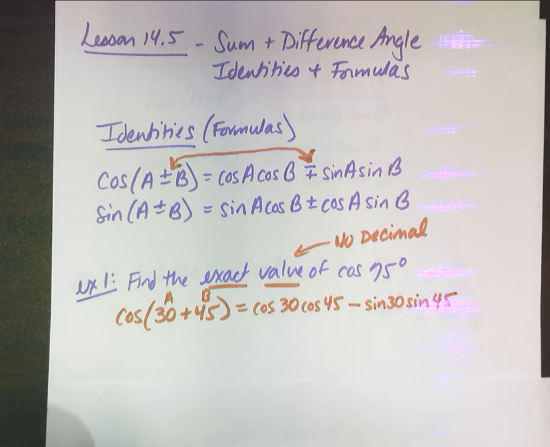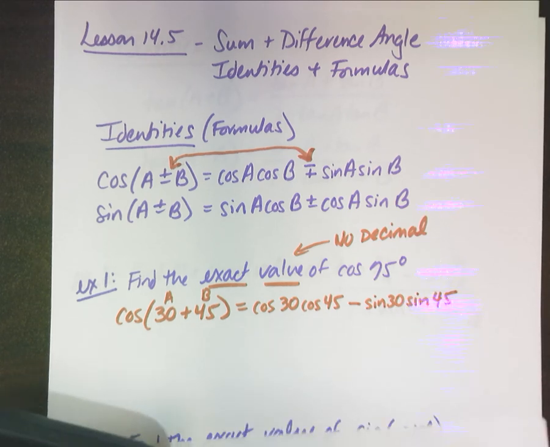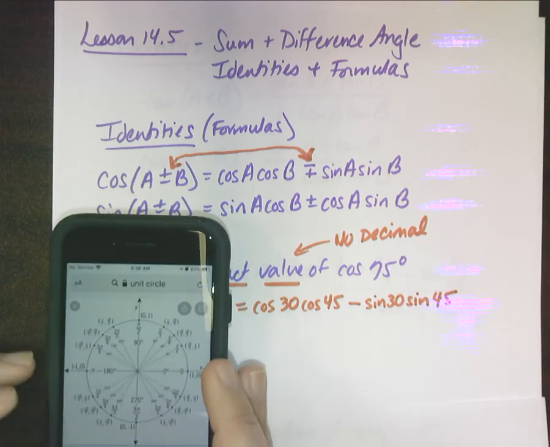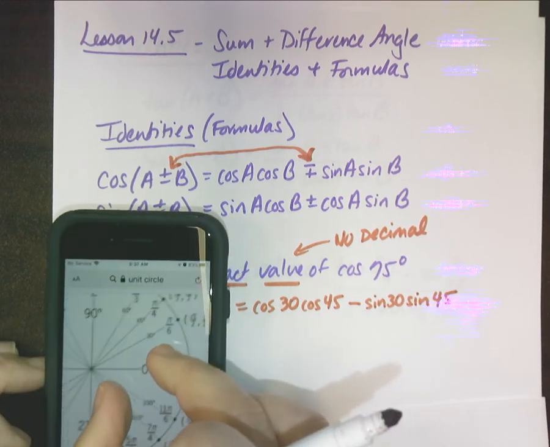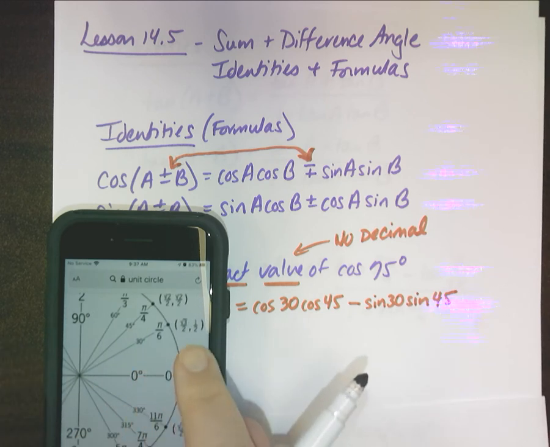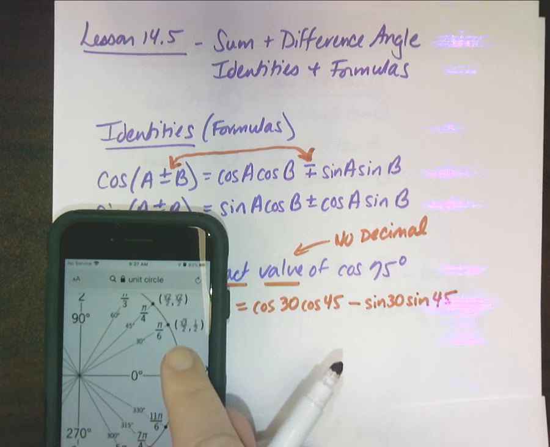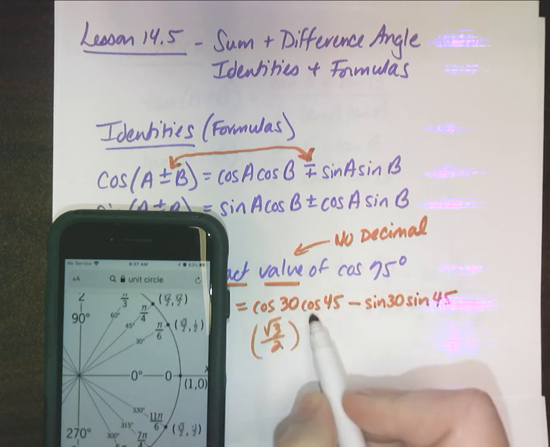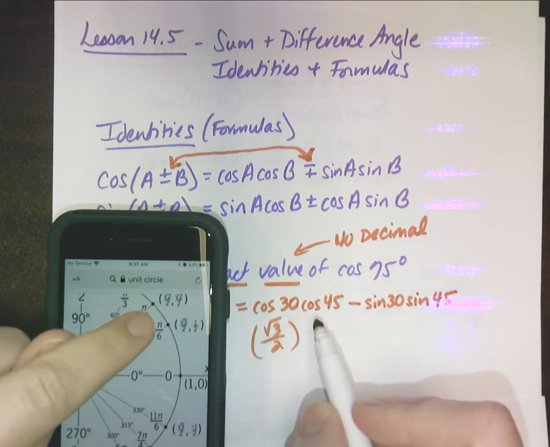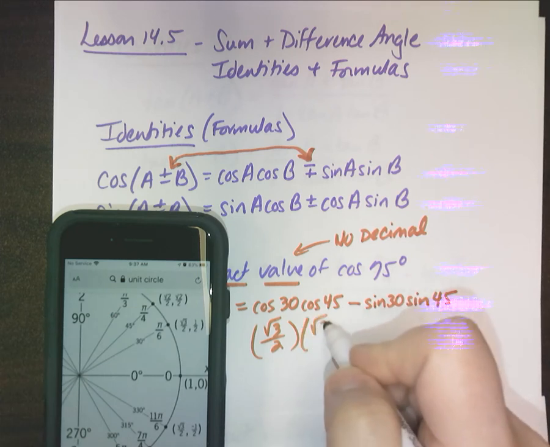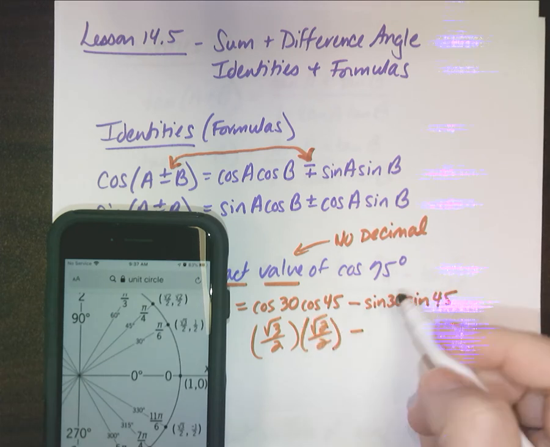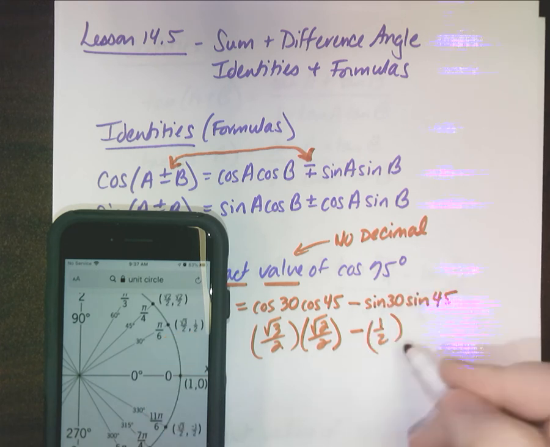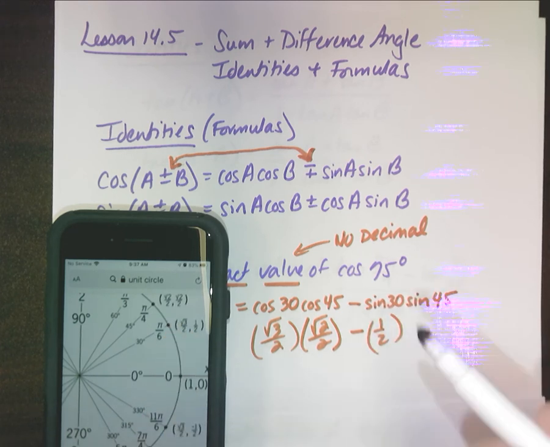Now, you should have memorized it, but let's get out our handy dandy unit circle here. If I go to 30 degrees, my cosine is root 3 over 2. My cosine at 45 degrees is root 2 over 2. Minus my sine at 30 degrees is 1/2. And my sine at 45 is root 2 over 2.